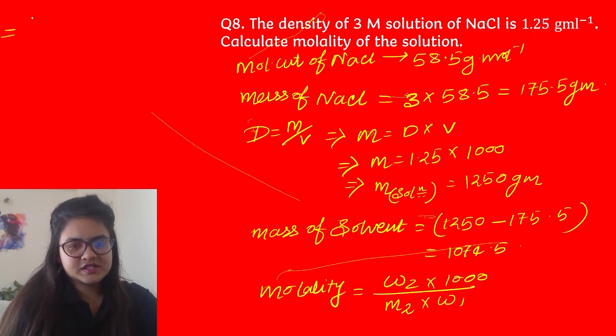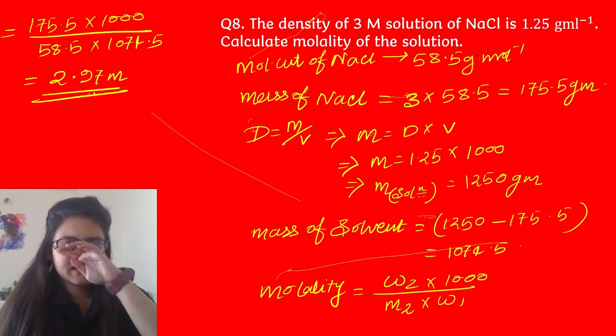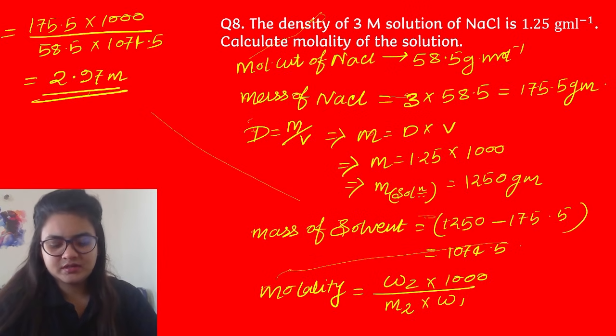So from here, if I put the mass of the solute, how much? 175.5, that we already calculated, into 1000, divided by the molecular weight, that is 58.5, into the mass of solvent, that is 1074.5. So if you calculate the entire thing, it will come up to be 2.79 molar. Okay, that is the answer. I guess you understood this. Let's proceed to the next question.